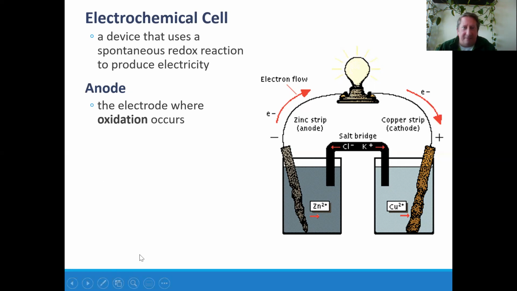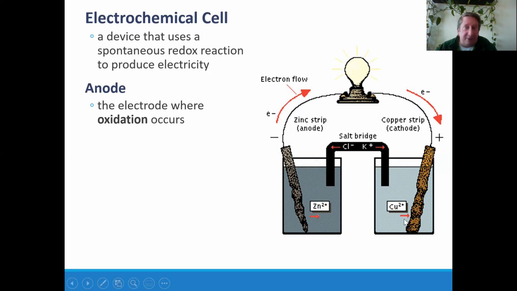Now in the left-hand beaker, there's a strip of zinc metal. We put a piece of zinc metal into the zinc solution. In the right-hand beaker, there's a strip of copper metal. So we put a piece of copper metal into the copper solution. And we connected those two metal strips with wire. Now, each of the metal strips is referred to as an electrode. You can see that word there, an electrode. So there's a zinc electrode and there's a copper electrode, the two metal strips.